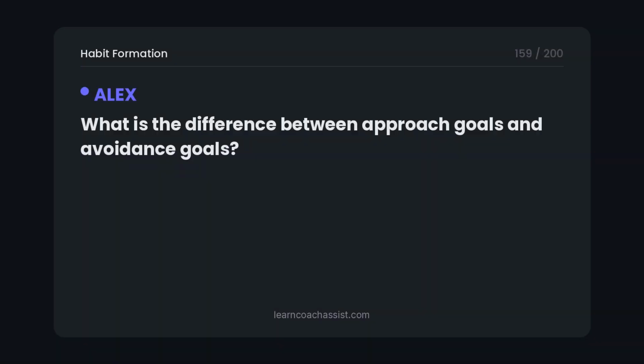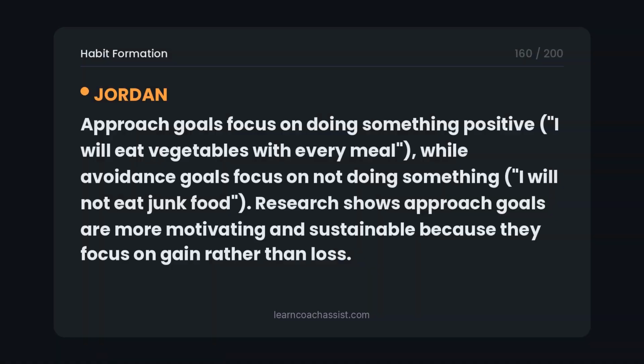What is the difference between approach goals and avoidance goals? Approach goals focus on doing something positive: "I will eat vegetables with every meal," while avoidance goals focus on not doing something: "I will not eat junk food." Research shows approach goals are more motivating and sustainable because they focus on gain rather than loss.